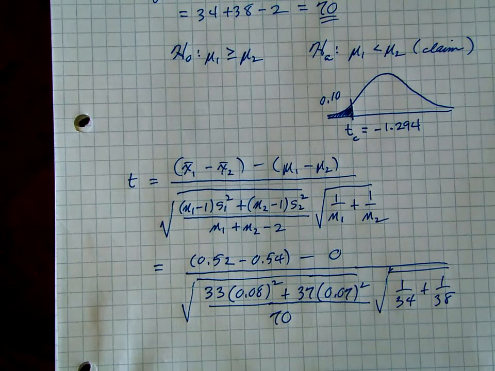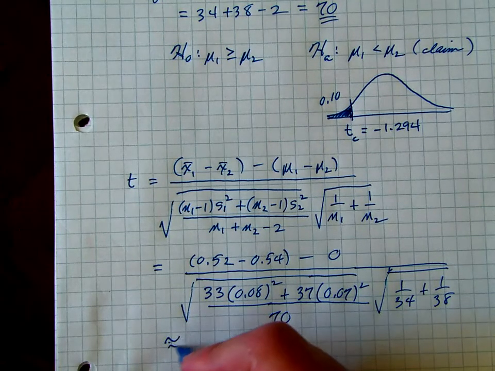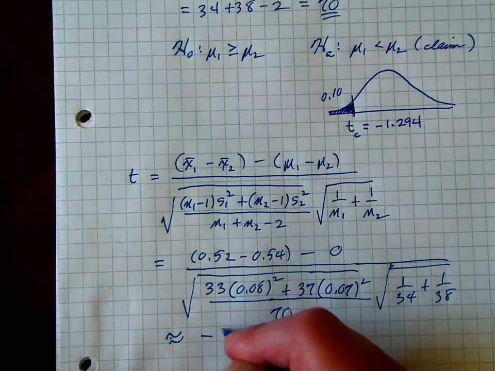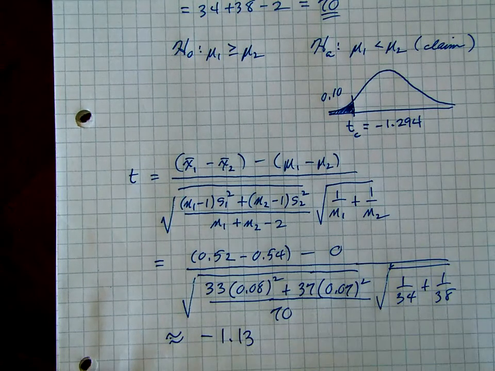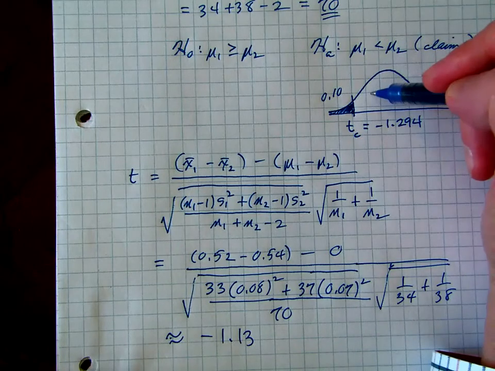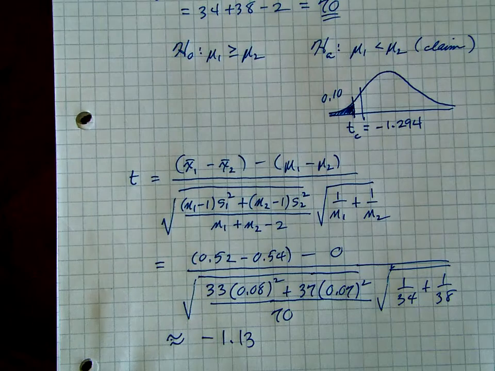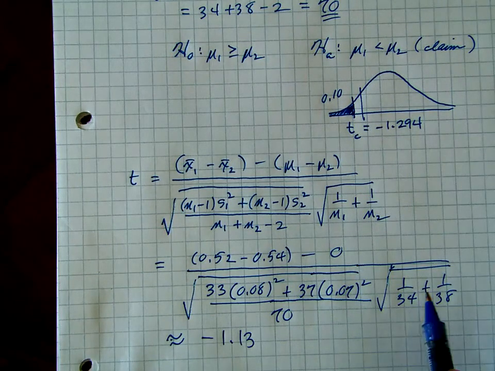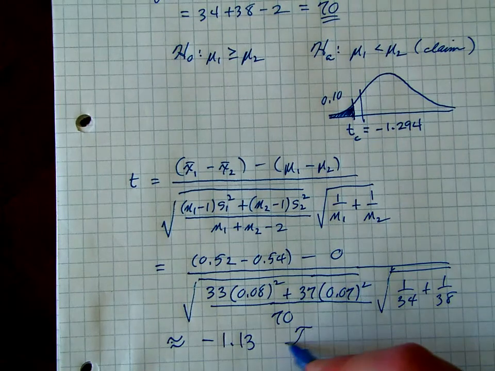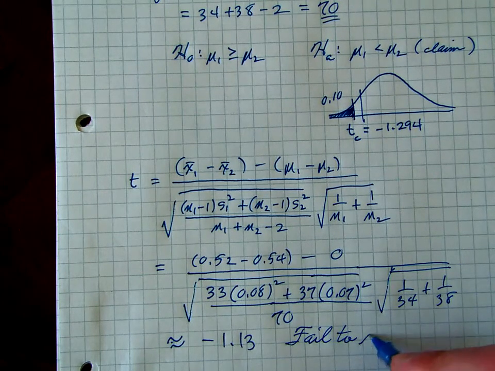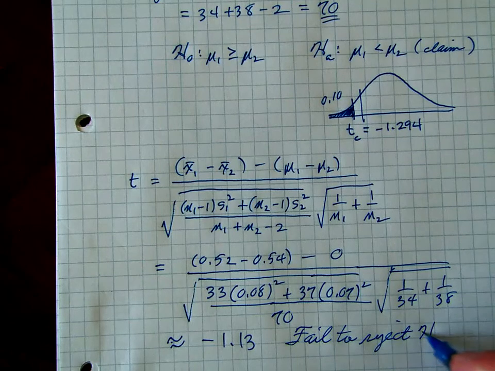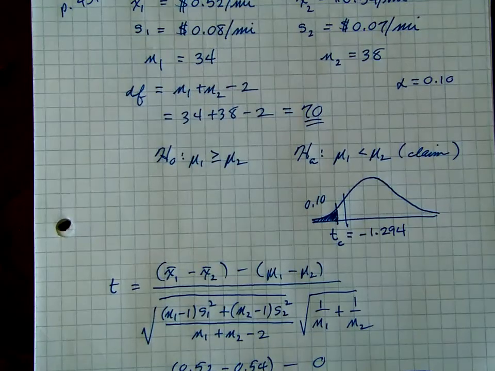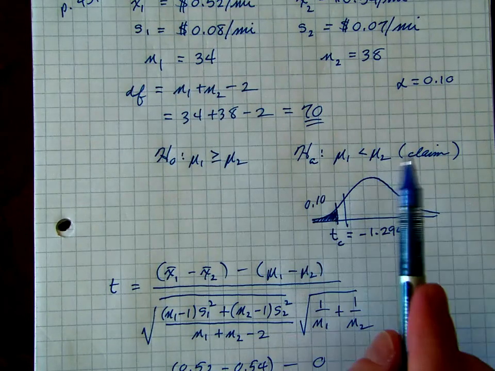Once again, this can be a bit of a challenge to compute, but after you crunch it all out, you will get minus 1.13. And minus 1.13 is not quite there. It's not far enough into the negative region to hit the rejection area. So in this case, we fail to reject the null hypothesis.